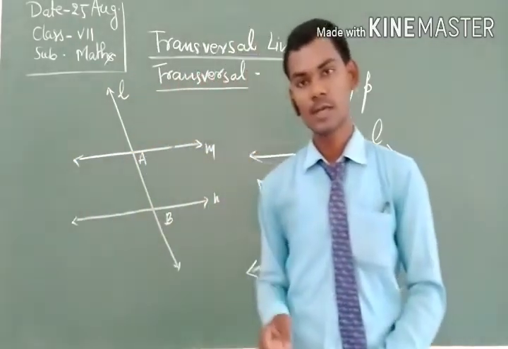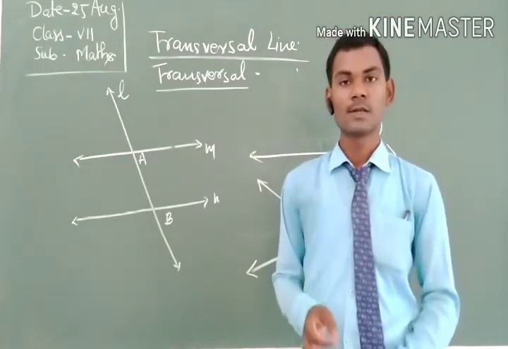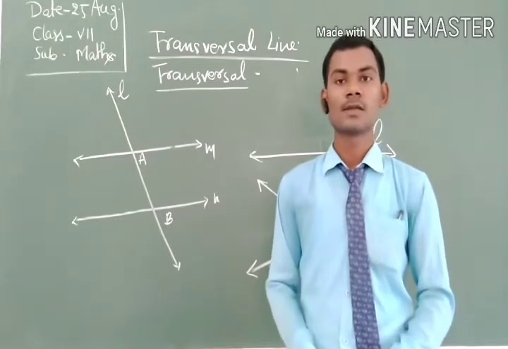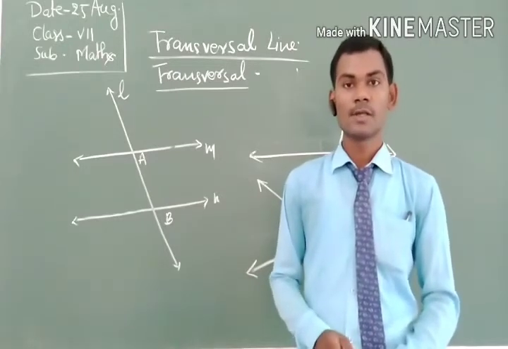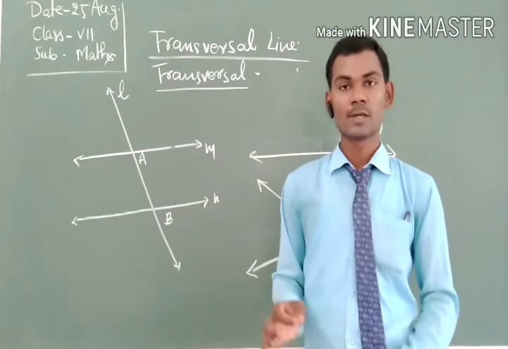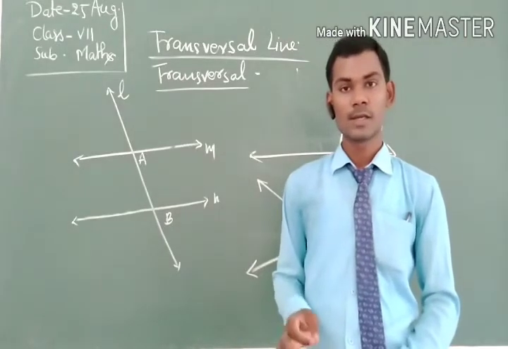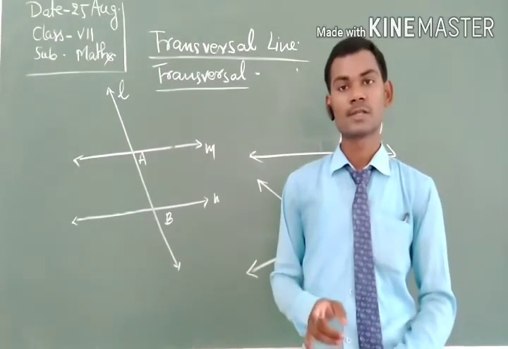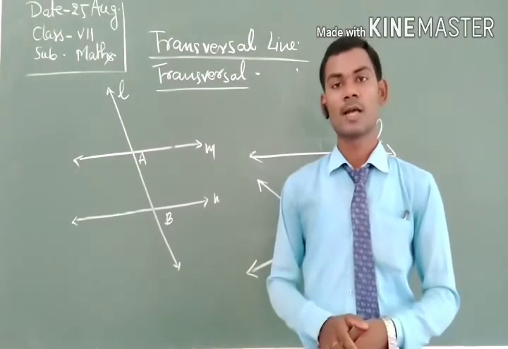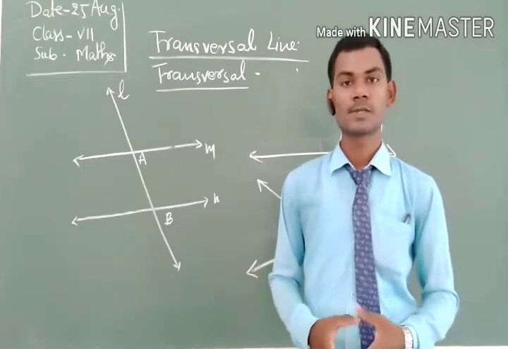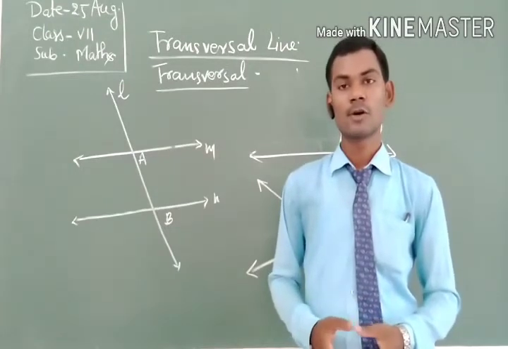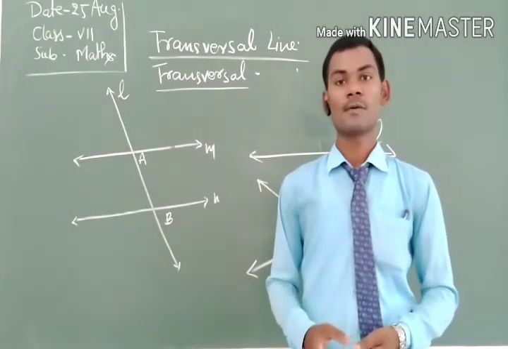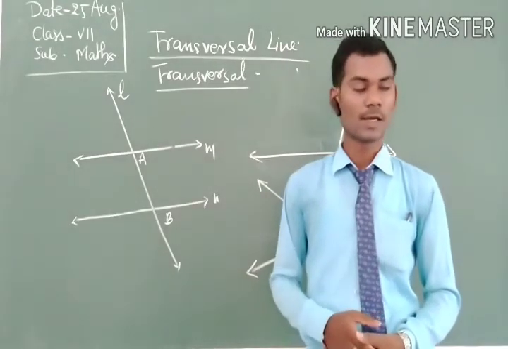So those lines are said to be transversal lines which intersect more than two lines or two lines at different points. If the intersection point becomes the same for any two lines, then it will not remain a transversal line. So I hope the definition of transversal line is clear to all. Now let us see the angles formed by a transversal line.